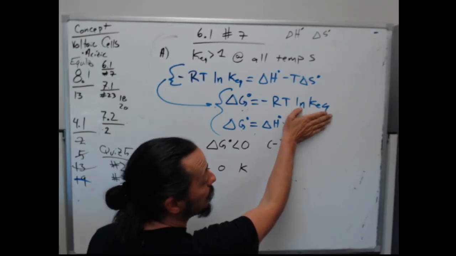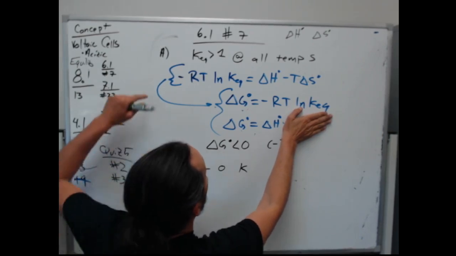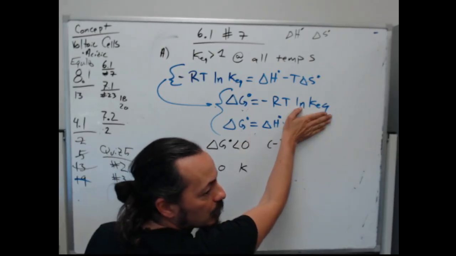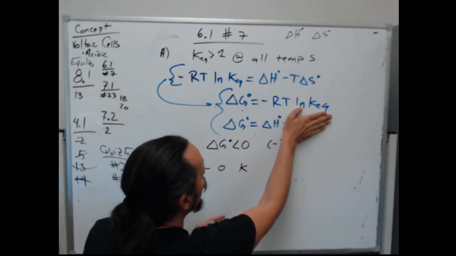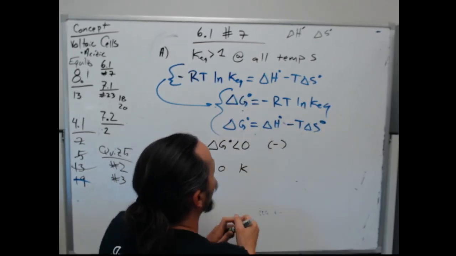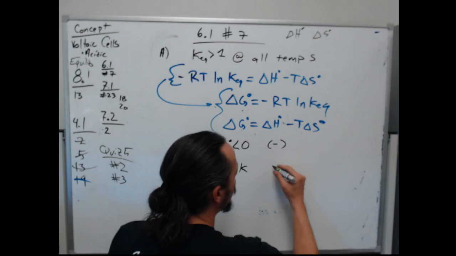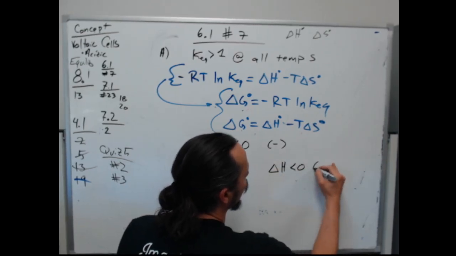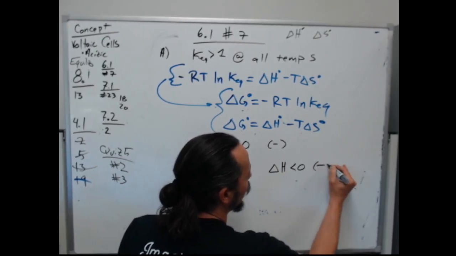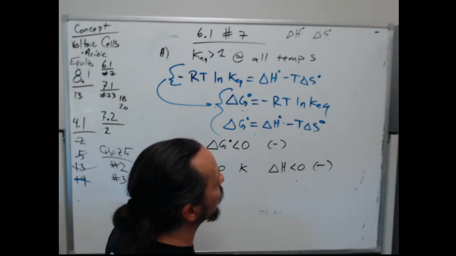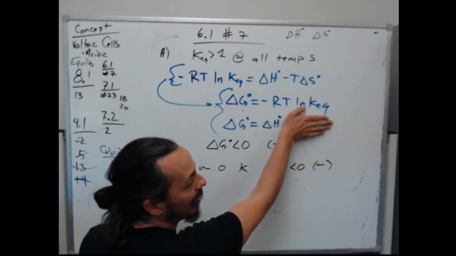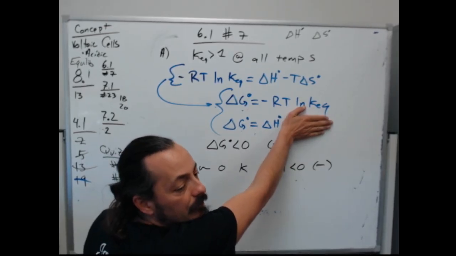So if I'm at a low temperature, but I know delta G still has to be negative, that tells me about my delta H. If I want delta G to be negative at all temperatures, that means at these ultra low temperatures, delta H also has to be less than 0. Delta H also has to be negative, because at ultra low temperatures that whole term goes away, and I just have delta G equals delta H. They both must be negative.